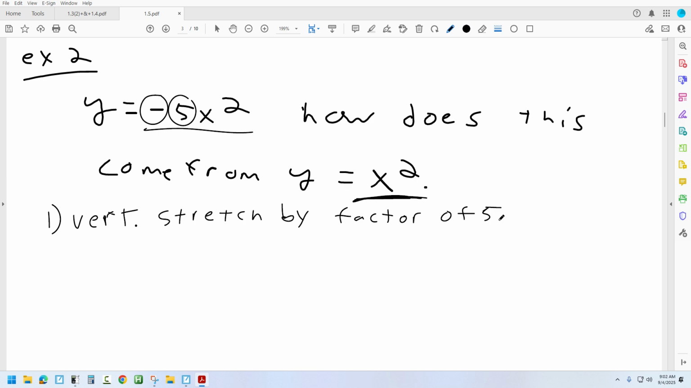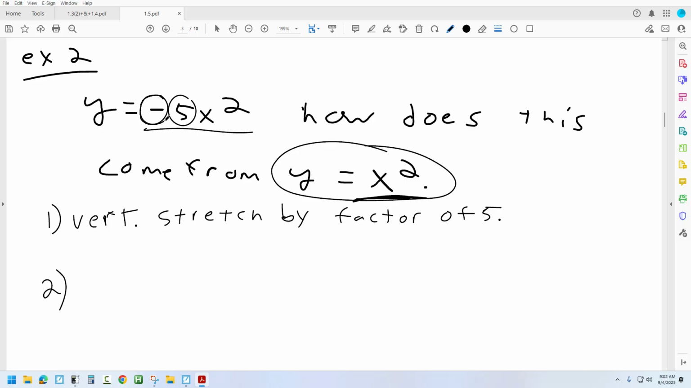So what that means is if you had a bunch of coordinates on this graph, a bunch of points, you would take all the y values of your points and multiply them by 5. The x's would not change. Those would stay the same. But all your y's would get multiplied by 5.